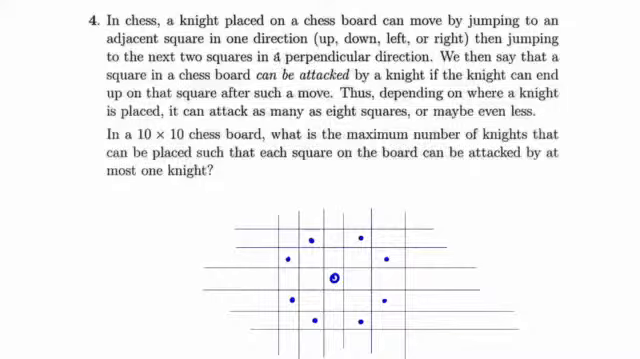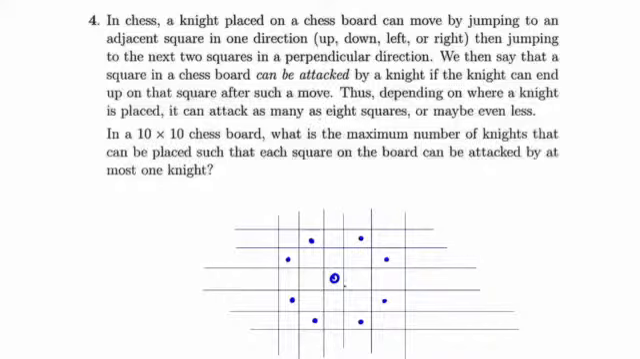So it jumps to an adjacent square, then 2 perpendicular, like this. Then it says we say that a square on a chessboard can be attacked by a knight if the knight can end up on that square after such a move. So these 8 cells can be attacked by this knight. Thus, depending on where a knight is placed, it can attack as many as 8 squares. So in general, it is 8.